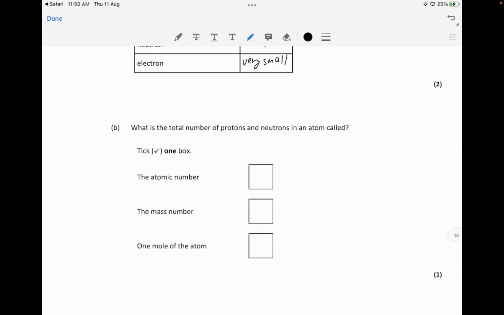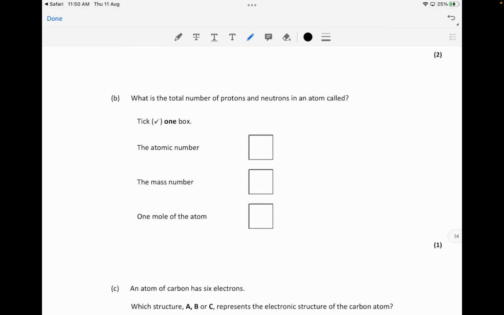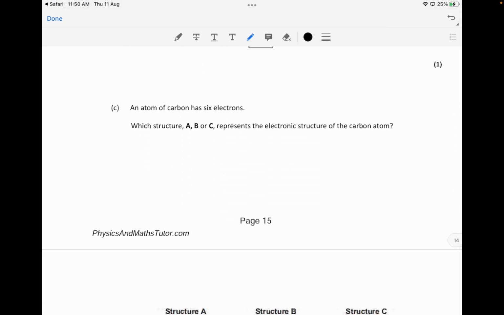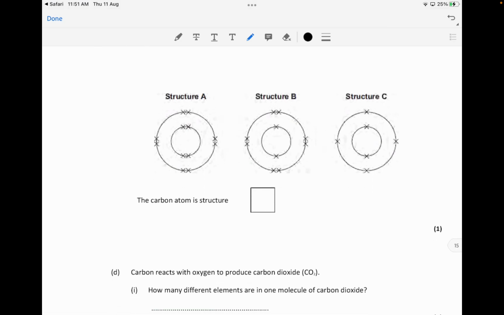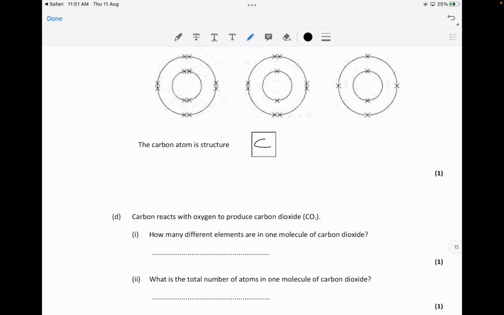What's the total number of protons and neutrons in an atom called? This is called the mass number, so you're going to take that option. Okay, an atom of carbon has 6 electrons. Which structure, A, B, or C, represents the electronic structure of the carbon atom? If you look in the periodic table, the carbon atom has 2 electrons in the first shell, so you have 2, 4. So this is kind of correct. It's going to be structure C, since carbon has 6 electrons. I think, yeah, roughly about that. You can check in the periodic table just to confirm that value.